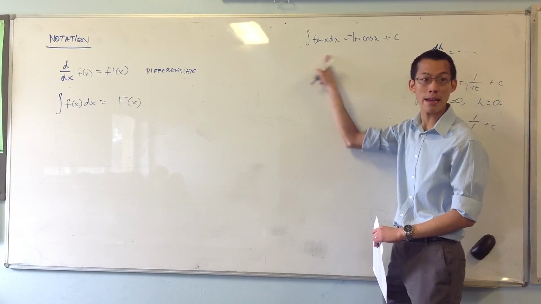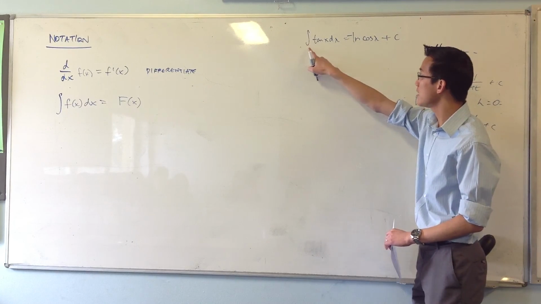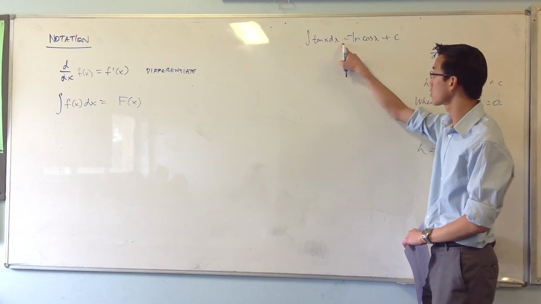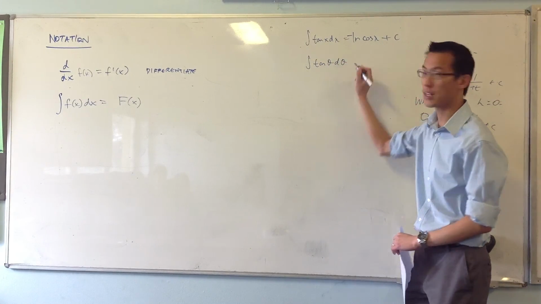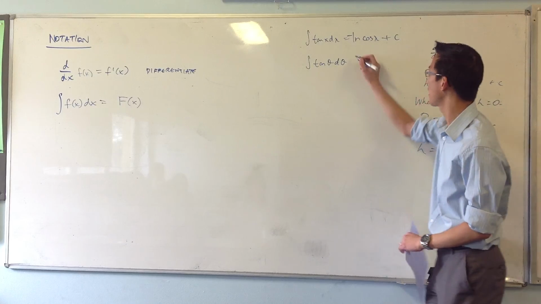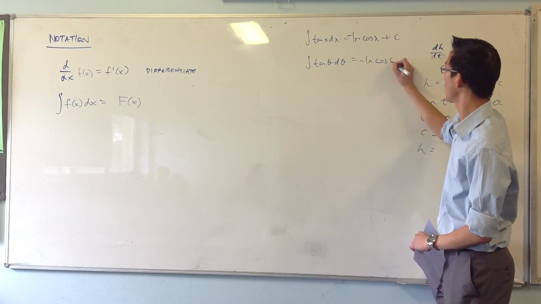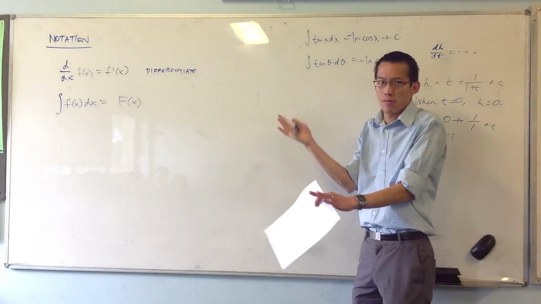So this is the way that I would write it now. I'm anti-differentiating tan x with respect to x. I could do it any way I like. I could have tan theta with respect to theta. Does that make sense? See how I'm writing that? That would be minus log cos theta plus c. It doesn't really matter what my variable is.